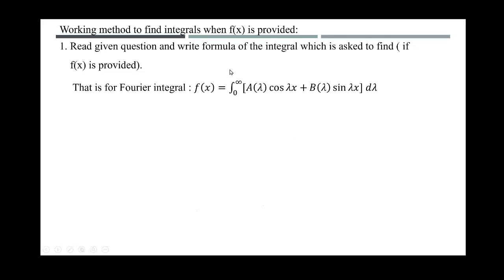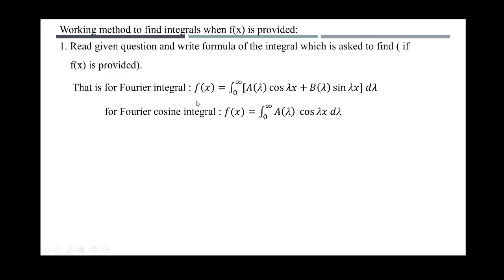Now, the working method to find these integrals is this. When f of x function is provided in the question and it is asked to find any one of these integrals, Fourier integral, Fourier cosine integral or Fourier sine integral, then we have to follow this working method. First read the given question and write the formula of the integral which is asked to find. Now identify the given function f of x. After that write the formula of the integral which is asked to find.